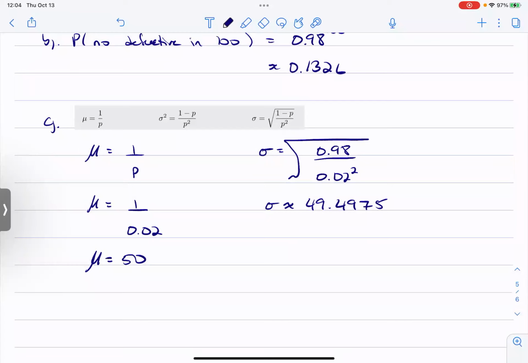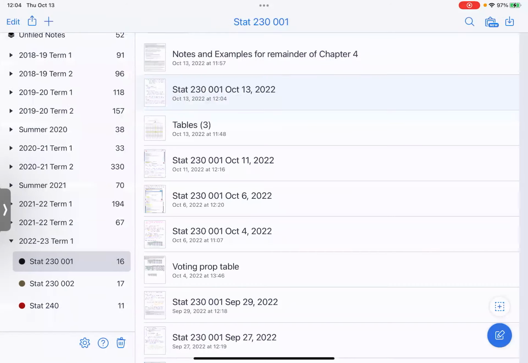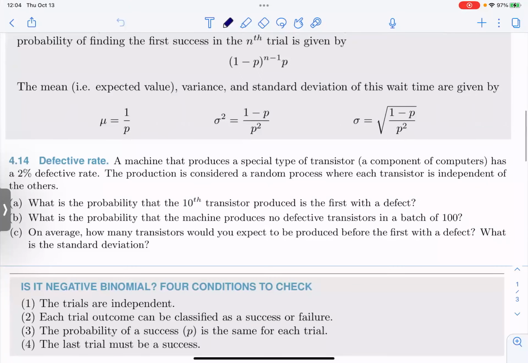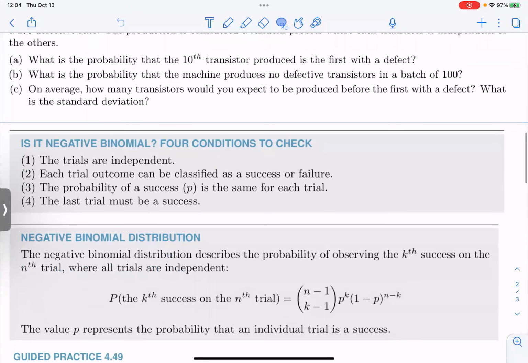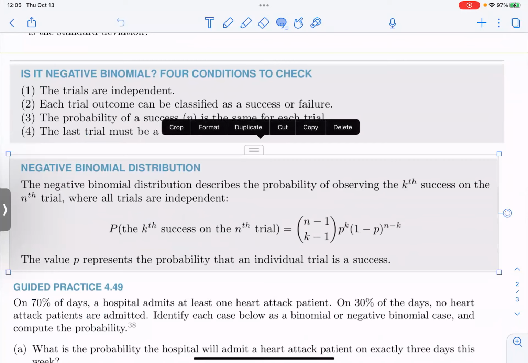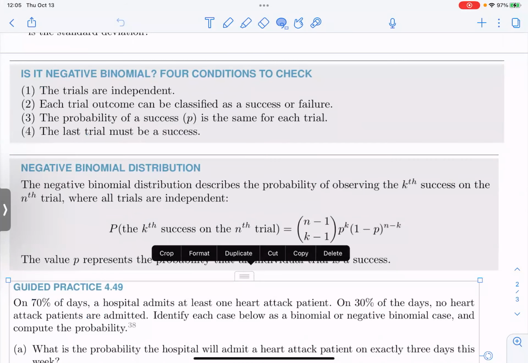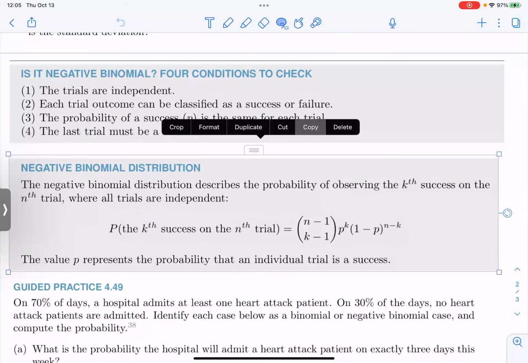But like I said, just reading it, as soon as you see the first success, what's the probability that the first success happens on this trial? Geometric. Okay. How about, and I'm going to mix up the order here, the negative binomial.